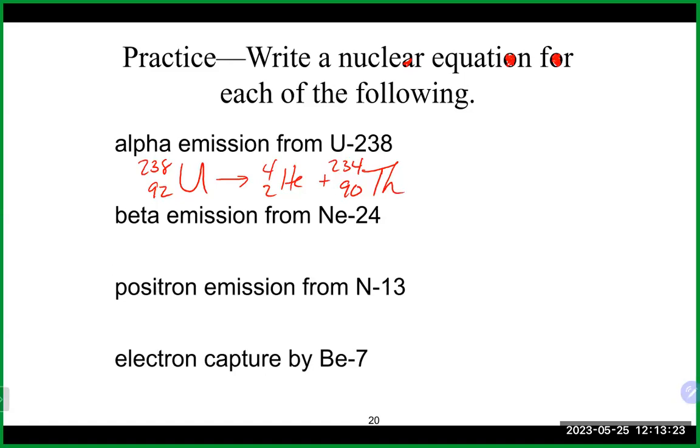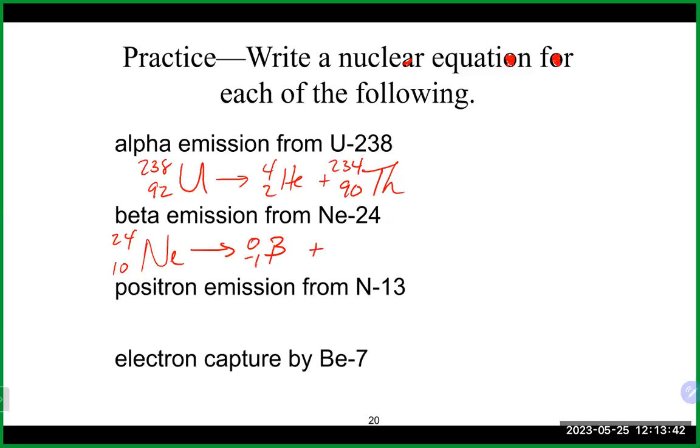Coming to the next one, which is neon. Again, that's going to be neon 24, I think it says. The periodic table tells us neon is number 10. This is also going to be an emission, which means our particle should be on the product side. It's a beta emission, and that's going to 0 minus 1.